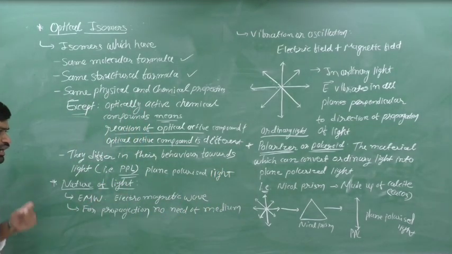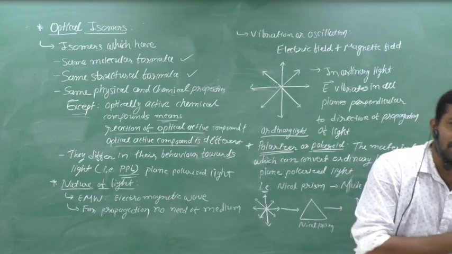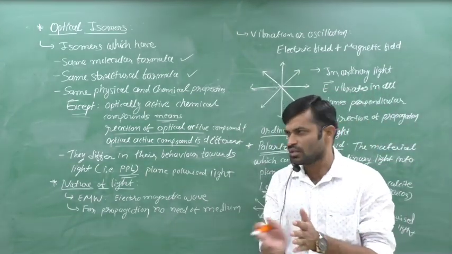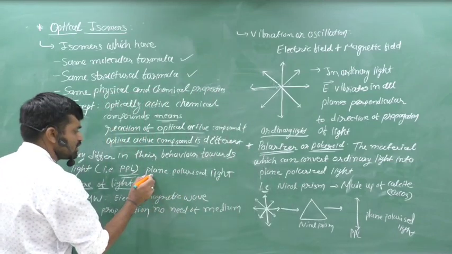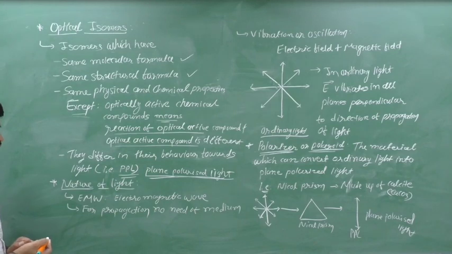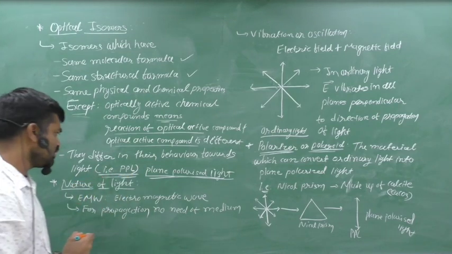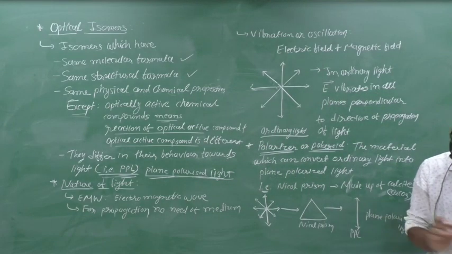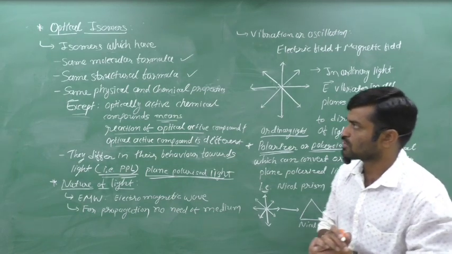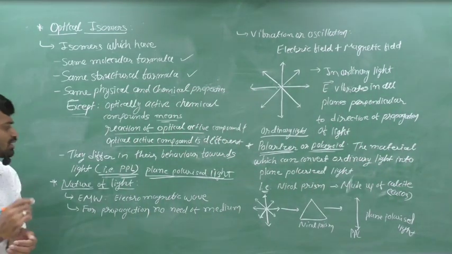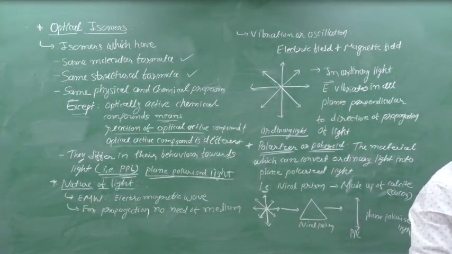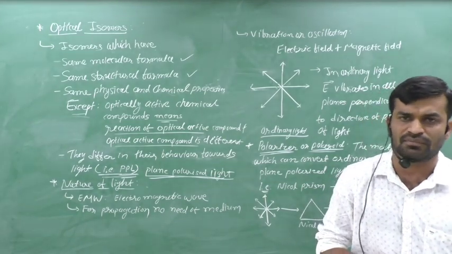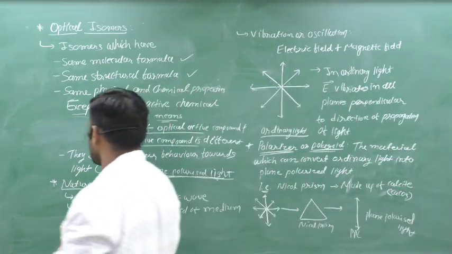The full form of PPL is plane polarized light. If any isomer has the same molecular formula, same structural formula, same chemical and physical properties, but differs in behavior towards light, particularly plane polarized light, then it is an optical isomer. So what is an optical isomer? Isomers which have the same molecular formula, same structural formula, same physical and chemical properties, but different behavior towards plane polarized light. Then the isomer is called an optical isomer, and the phenomenon is known as optical isomerism.